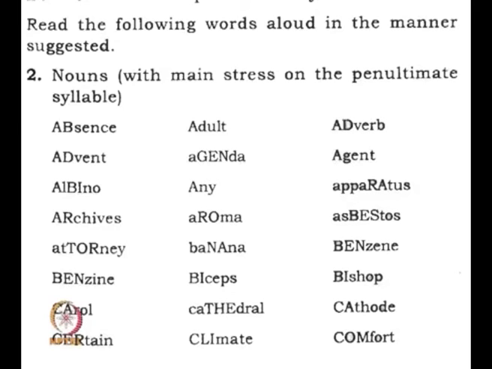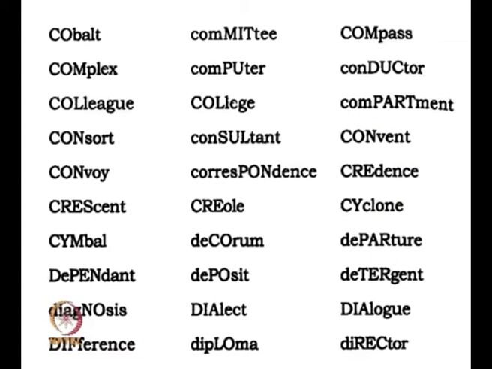Banana. Benzene. Benzine. Biceps. Bishop. Carol. Cathedral. Cathode. Certain. Climate. Comfort. Cobalt. Committee. Compass. Complex. Computer. Conductor. Colleague. College. Compartment. Consort. Concert.